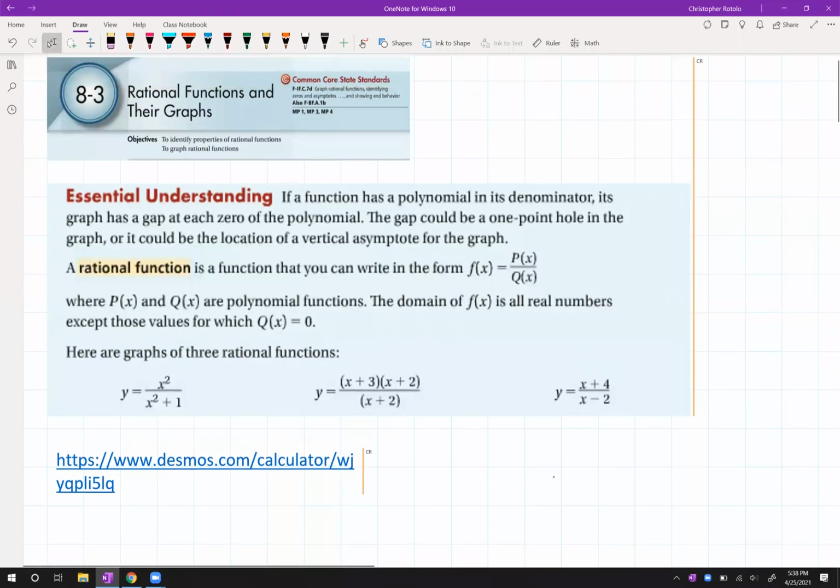All right, Algebra 2, we're going to start chapter 8. We're going to jump straight to rational functions and their graphs. They're going to look like something you haven't seen before. So a rational function just means that we are dealing with a fraction.